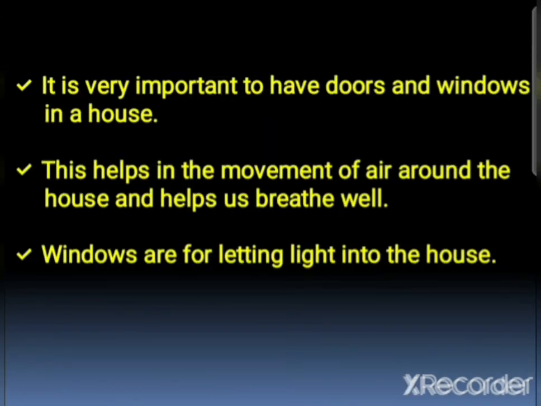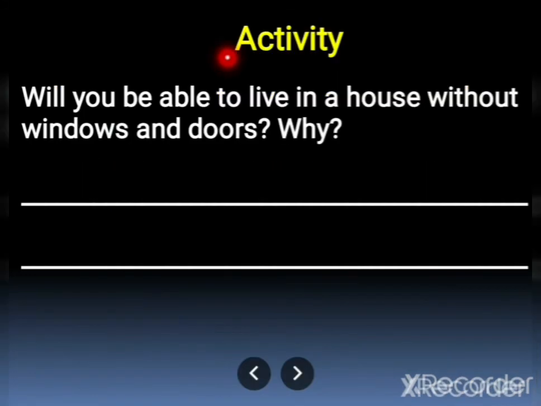It is very important to have doors and windows in your house. This helps in the movement of air around the house and helps us breathe well. Windows are for letting light into the house. Activity. Will you be able to live in a house without windows and doors? Why? Good. No, we cannot live in a house without windows and doors because they allow air and sunlight inside the house.